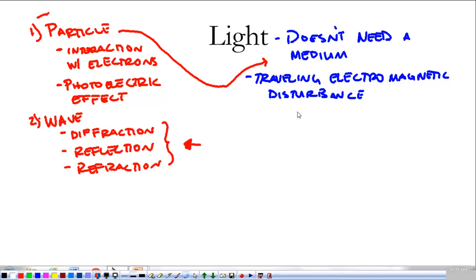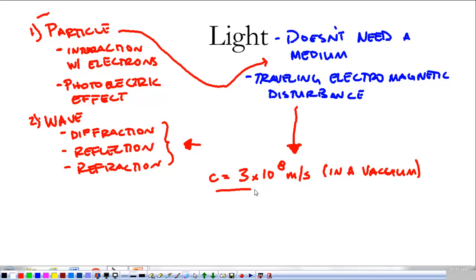So, the thing about this traveling electromagnetic disturbance is that it can only and always ever travel at a certain speed. 3 times 10 to the 8th meters per second, and that's in a vacuum. We use a little c to denote that because it's constant and it always works this way. In fact, this is the universal constant.